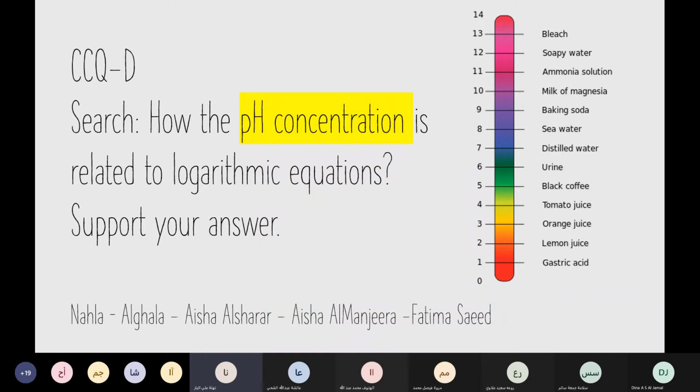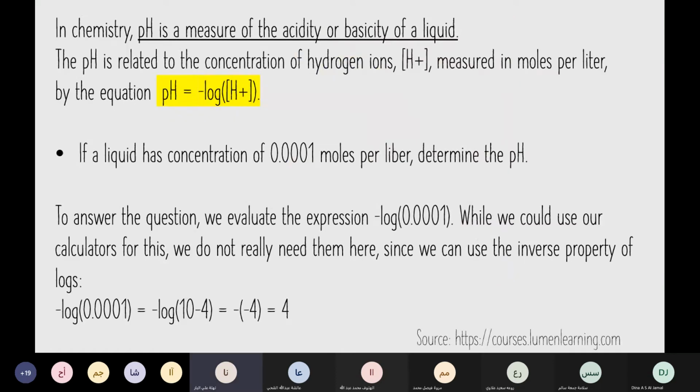Hello, we are Group D, and I'm Nahla. I will be the presenter. I will present our question, which is how the pH concentration is related to the logarithmic equation. In chemistry, pH is the measure of the acidity or basicity of a liquid. The pH is related to the concentration of hydrogen ion measured in moles per liter, by the equation pH equals minus log of the hydrogen ion concentration.